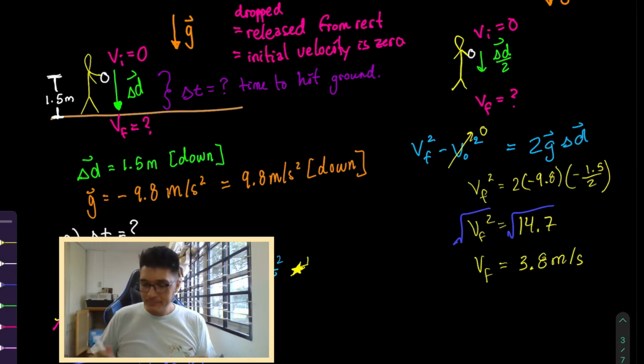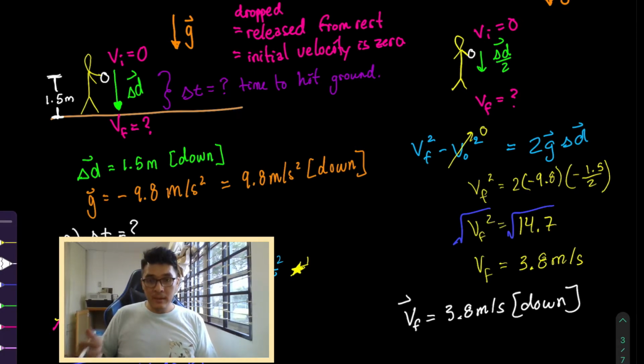I don't know why. So whenever you go back to state the final answer, though, you have to write v final equals 3.8 meters per second down. So you have to remember that the object was moving down and velocity points in the direction of motion. So that's why we can write down for this velocity here.